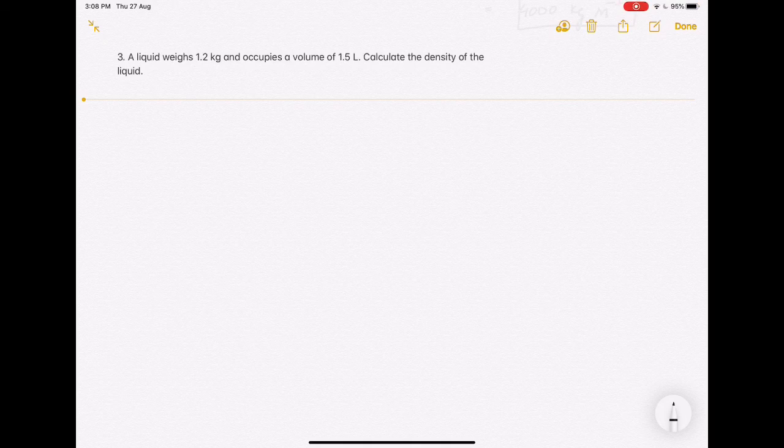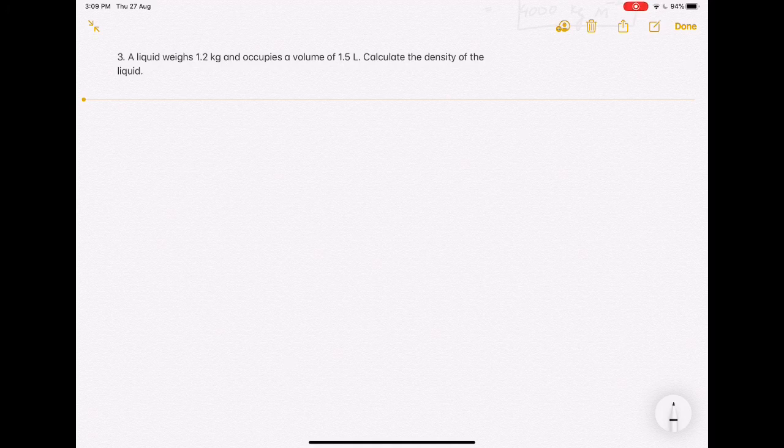Looking at question number 3, a liquid weighs 1.2 kilogram and occupies a volume of 1.5 liters. Calculate the density of the liquid. Now again, density of a liquid, if you want, you can express as grams per milliliter, because that is more commonly used unit for density rather than kilogram per liter.